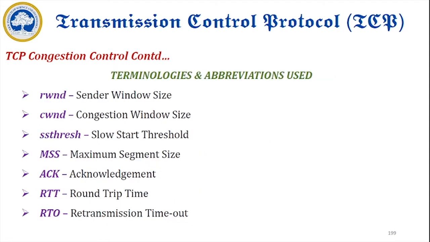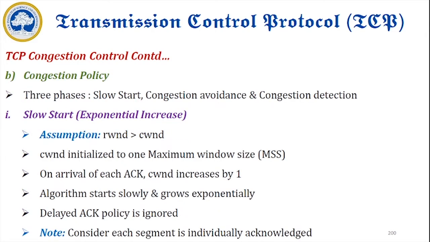These are the terminologies that we'll be using. WND means sender window size, CWND is congestion window size, SSTHRESH is slow start threshold, MSS means maximum segment size, ACK is acknowledgement, RTT is the round trip time, and RTO is the retransmission timeout. Now we'll get into the congestion policy.